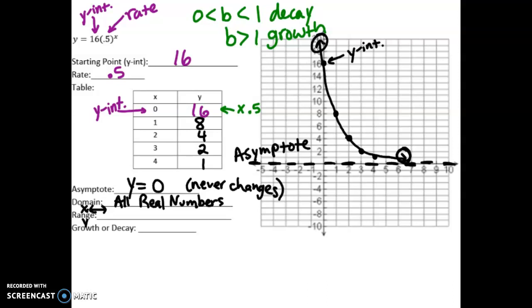Now for range, we're looking for the y's, which means up and down. So we can see it's going up forever up here, but it's not going down forever because of that asymptote, the boundary line. It's never going to cross that boundary line. So it can't go below 0. It includes all the y values up here, but it will never go below 0. So all our y values have to be above 0. Another word for above is greater than. So all our y values have to be greater than 0. And of course we already mentioned that since our rate is 0.5, that's less than 1, this is a decay.